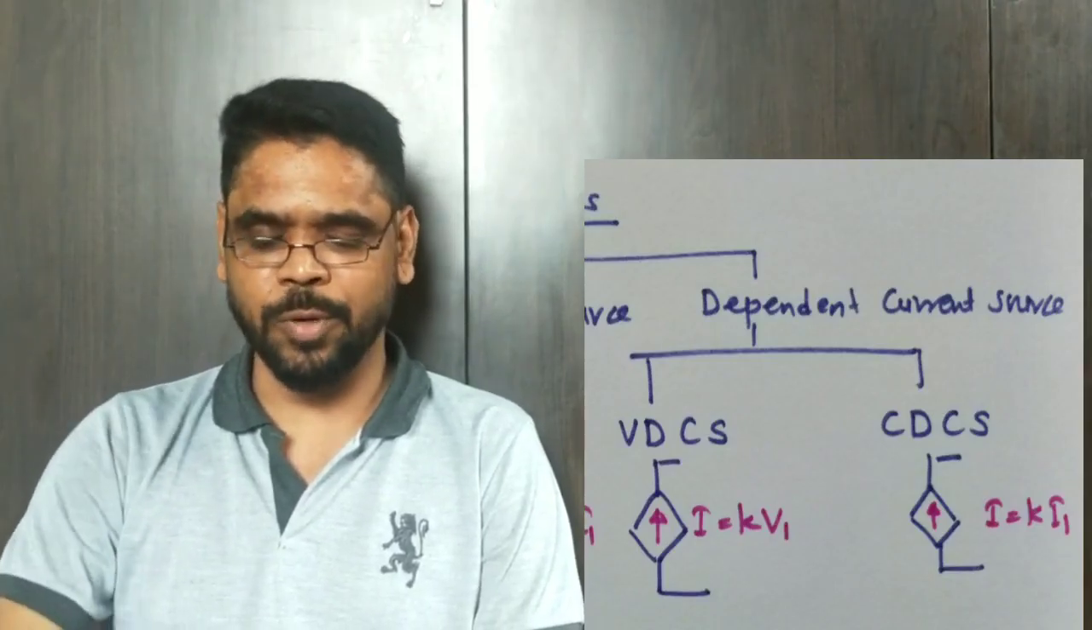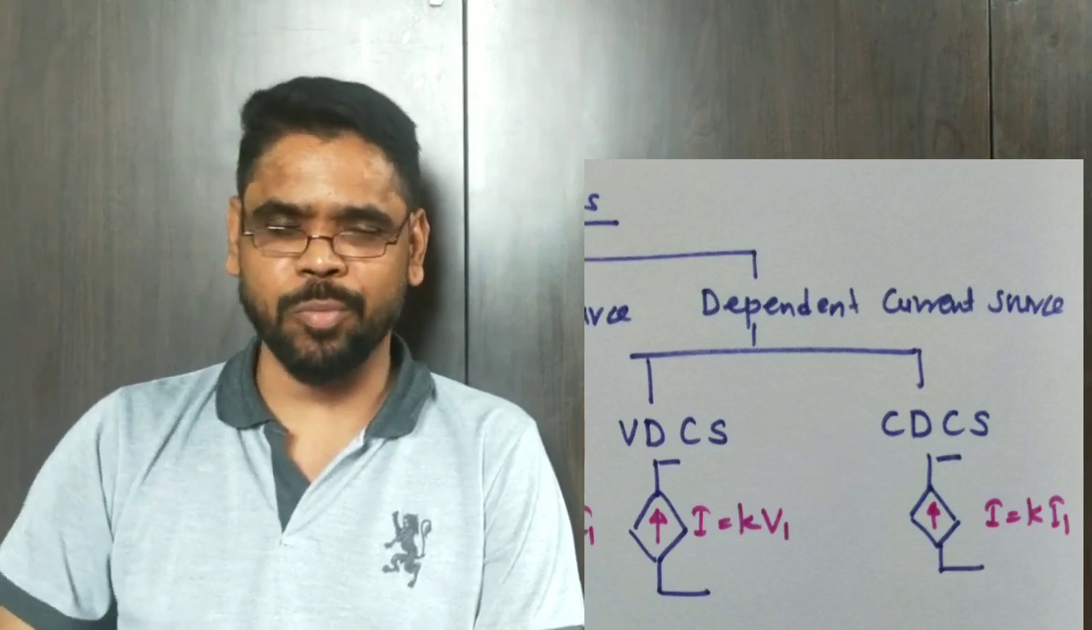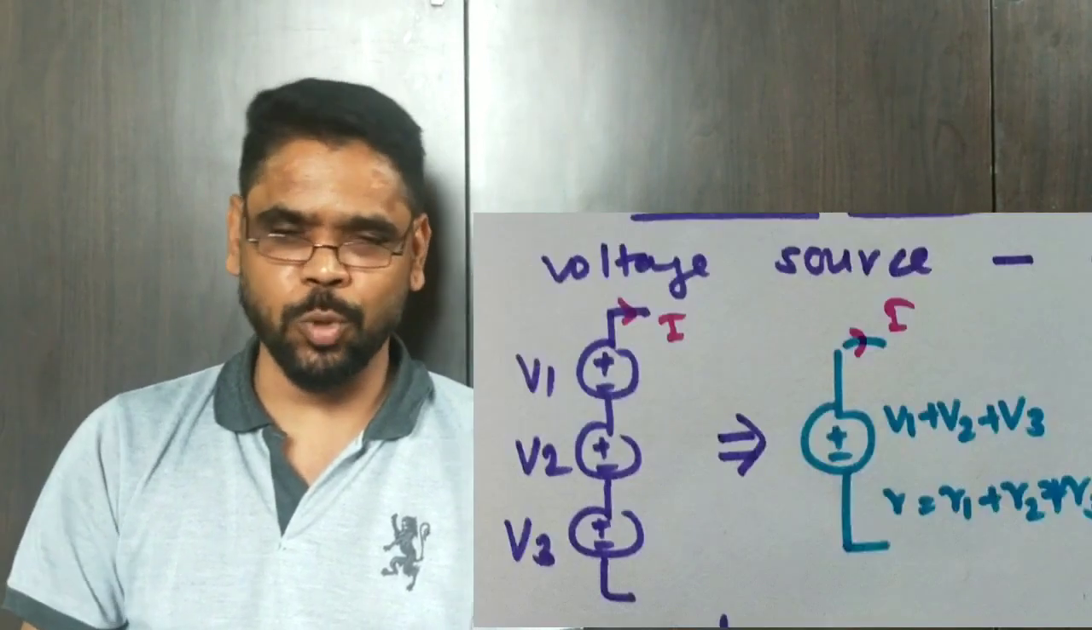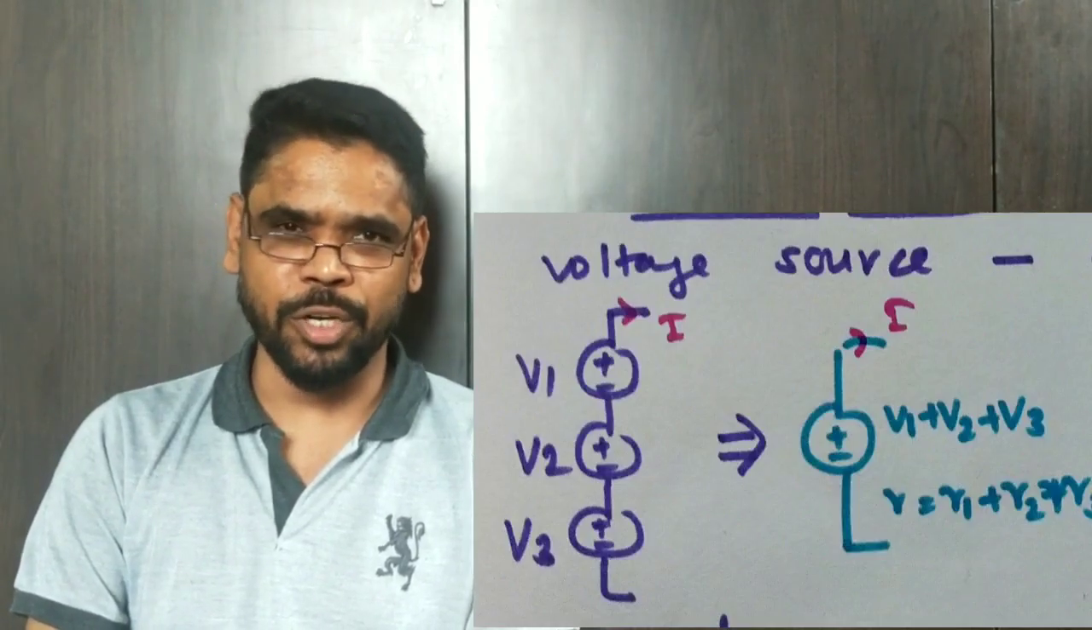We'll consider first the voltage source. Now we'll consider the series and parallel combination of voltage sources. First we'll start with the series combination of voltage sources. The figure shows three voltage sources connected in series. Those are V1, V2 and V3.